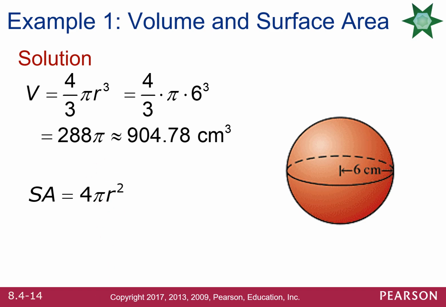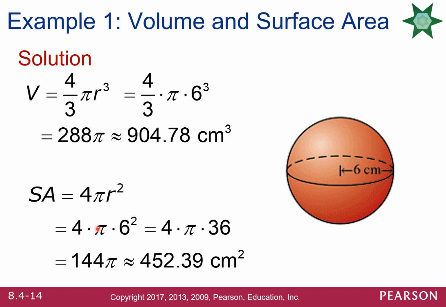As for the surface area, the formula is 4 times pi r squared. So again, plug in the values. 4 times pi times r is 6, therefore 6 squared, for a value of 4 times pi times 36, which is 144 pi, for an approximate measurement of 452.39 square centimeters. Here we have cubic centimeters, here we have square centimeters.